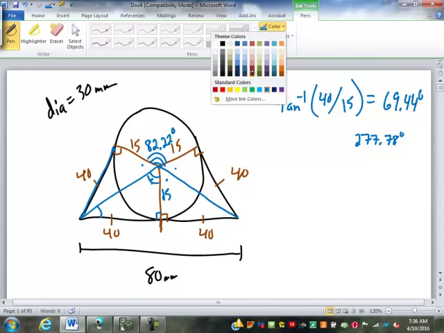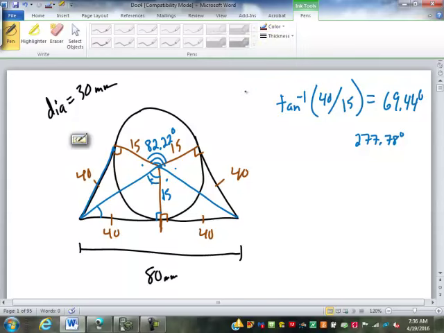Now I have enough information to find the area of this thing. To find its area, I have shape 1, which is a 40 by 15 triangle. So it's 40 by 15 divided by 2, because it's a triangle, times 4 because there's 1, 2, 3, 4 of them, which is going to be what? 1,200 square millimeters.